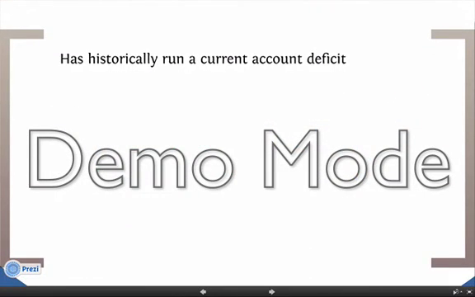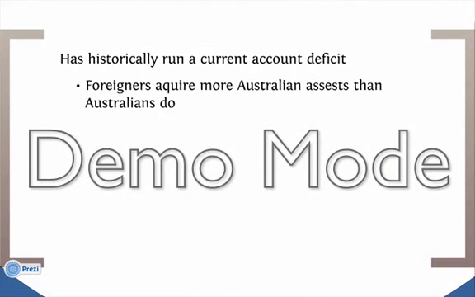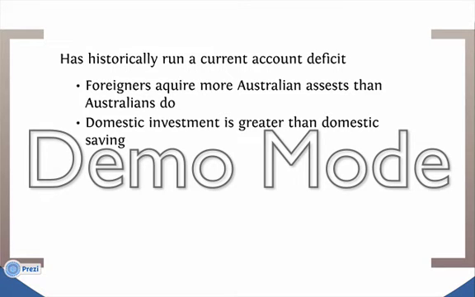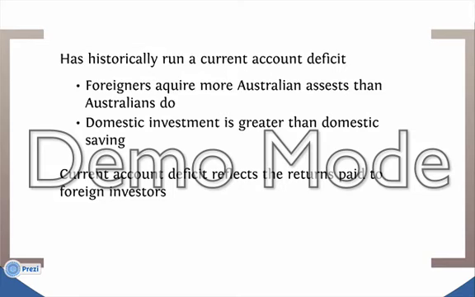So historically, Australia has run a current account deficit. This is because of two reasons. One is that foreigners acquire more Australian assets than Australians do, and secondly, domestic investment is greater than domestic saving. So the Australian current account deficit reflects the returns paid to foreign investors. So it's not necessarily a bad thing.